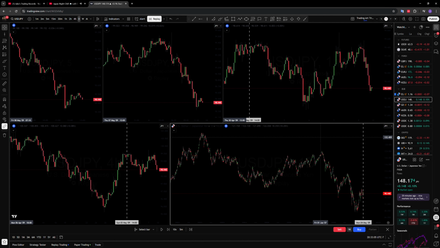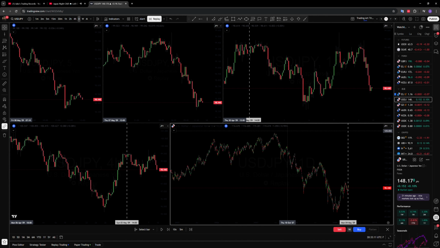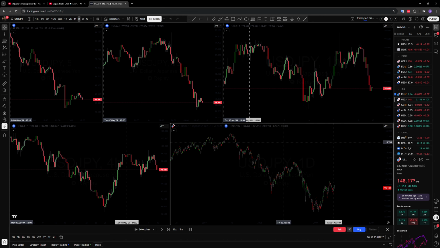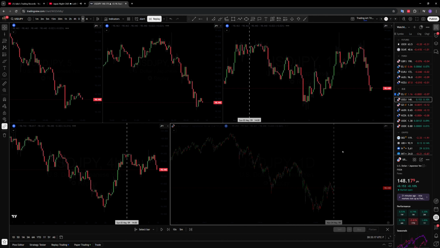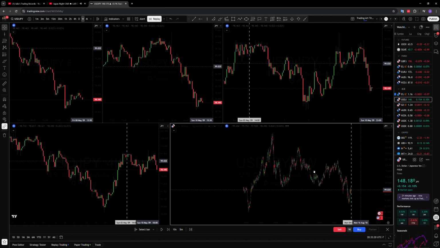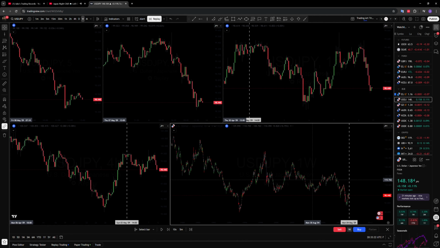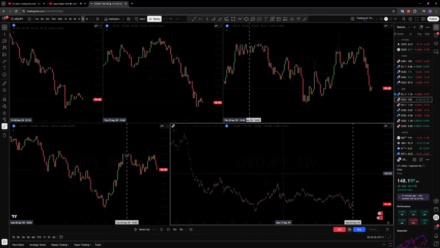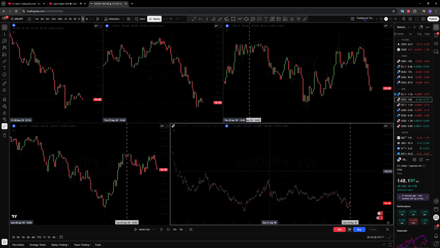Trend analysis is super important. Daily, it's a very obvious downtrend. And in case I missed anything, let's open the weekly as well. Weekly, okay, downtrend. Yeah, still downtrend.